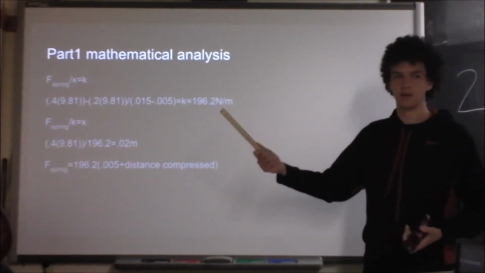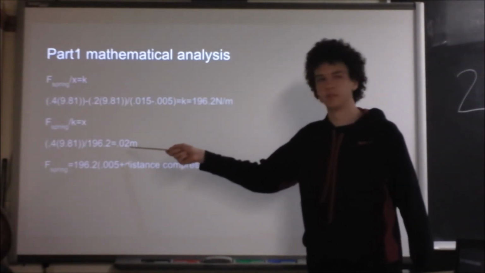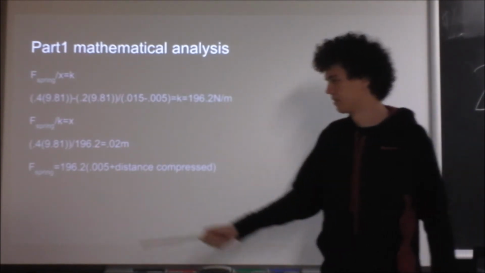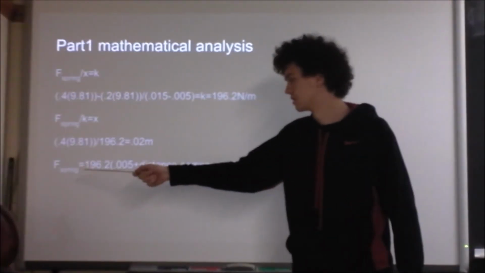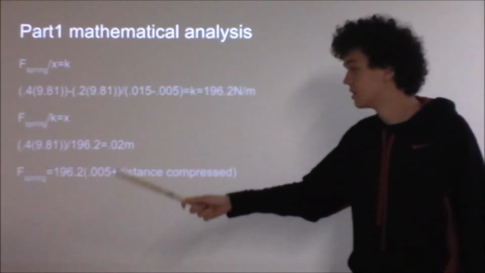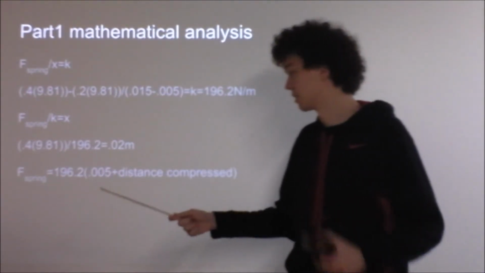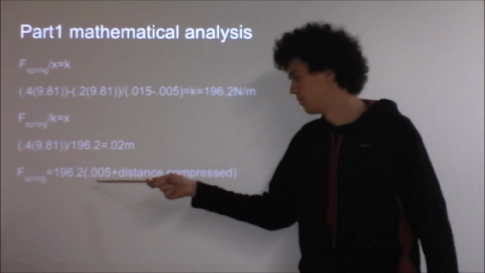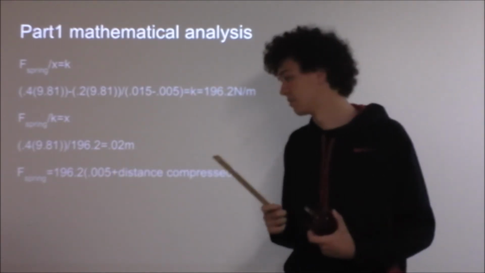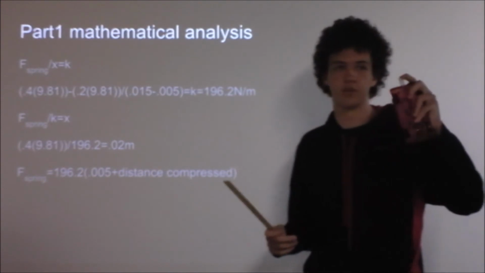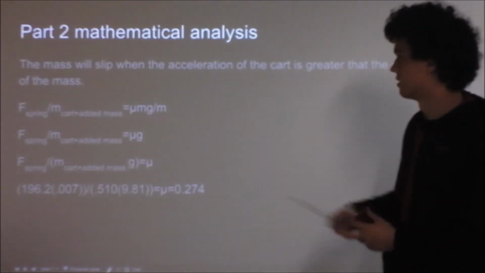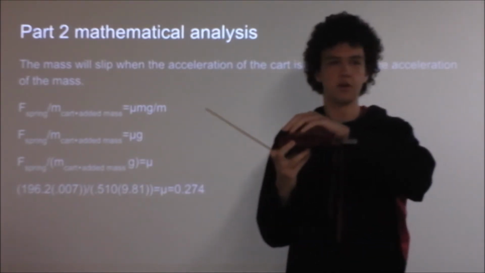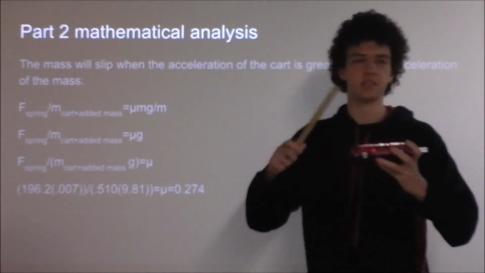Okay, so I thought, like it says it should be compressed by 0.02 meters, but it's not. So I figured that since the spring is already compressed by half a centimeter, the force of the spring, just for this specific spring, would be 196.2, which is the spring constant, times 0.005, which is the distance it's already compressed, plus the additional distance compressed by that.